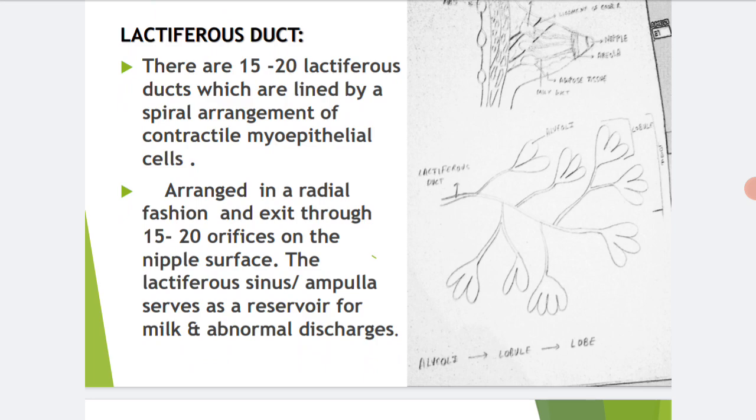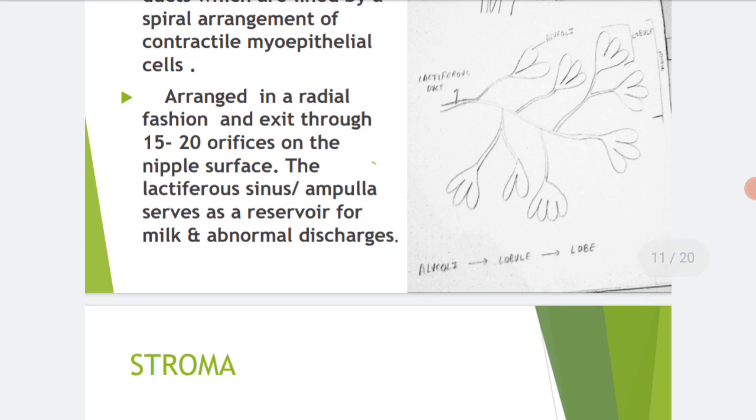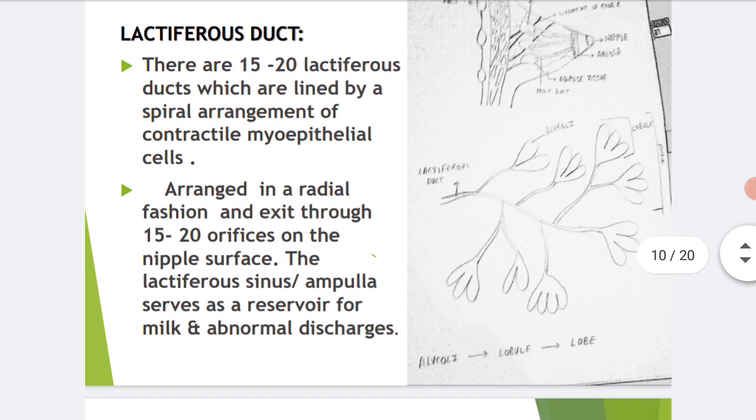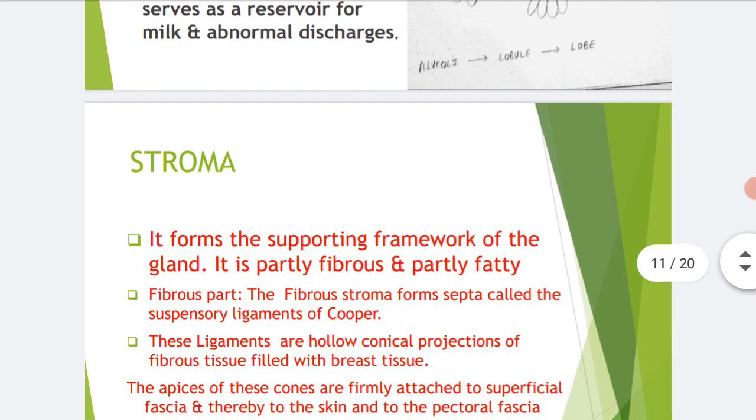The lactiferous sinus or lactiferous ampulla serves as a reservoir for milk and abnormal discharge. This means that the milk and abnormal discharge may be stored at the lactiferous sinus site, the ampullary sinus. So these structures have clinical importance. These figures are shown at the right side.